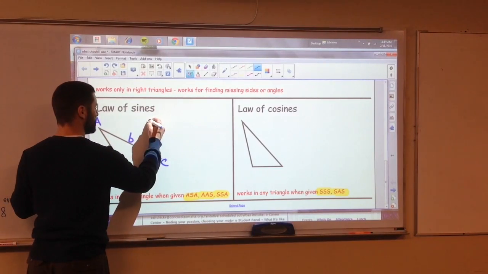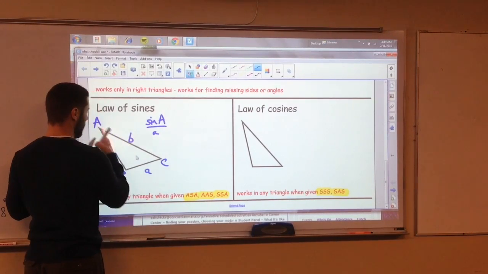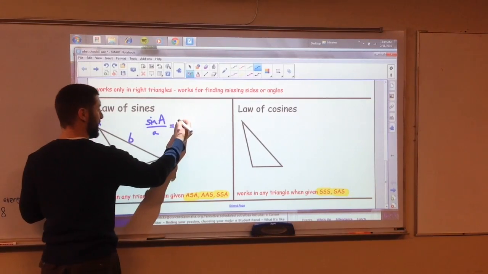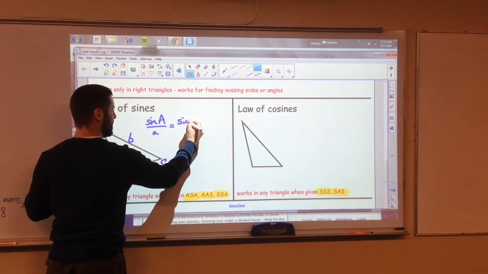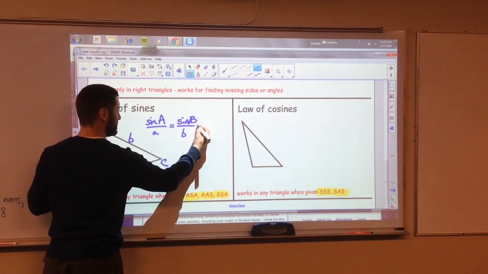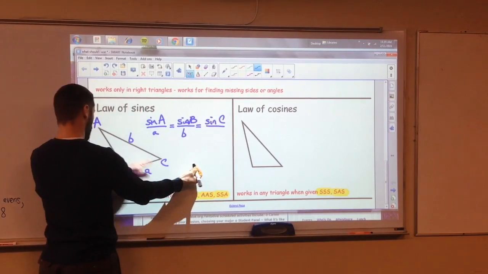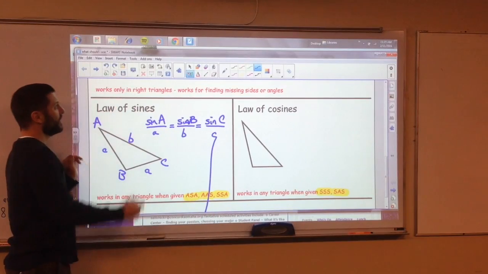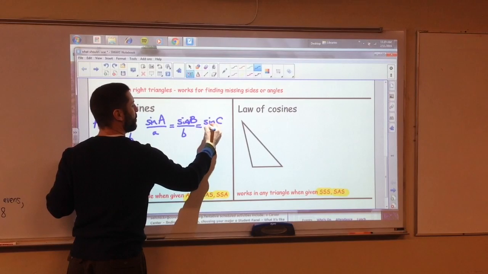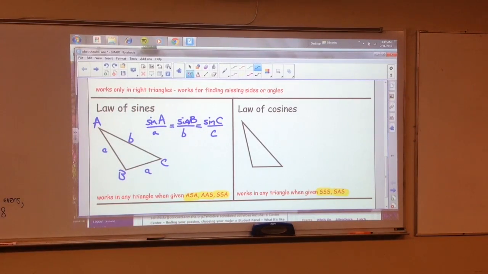And then the law of sines was simply the sine of the angle, so capital A over little a, the sine of the angle over the side across from it, is equal to sine of B over the side across from it, little b, is equal to sine of big C over the side across from it, little c. And then after you set it up, you cross multiply to solve it out.